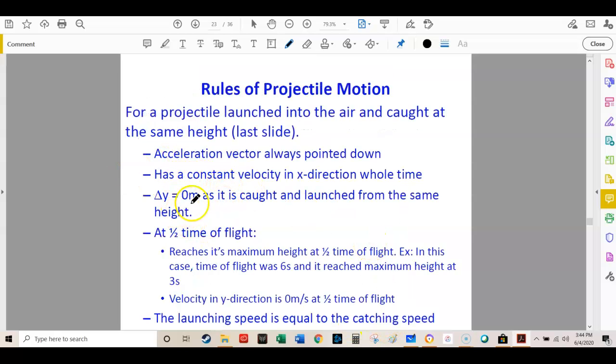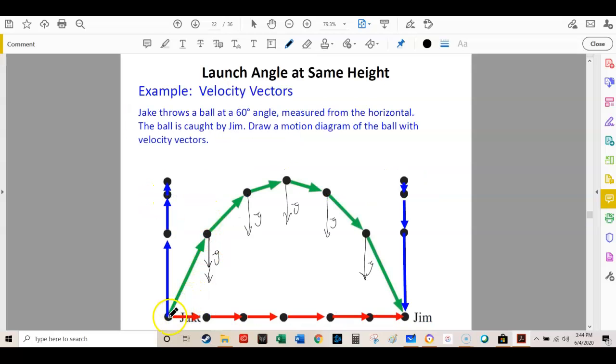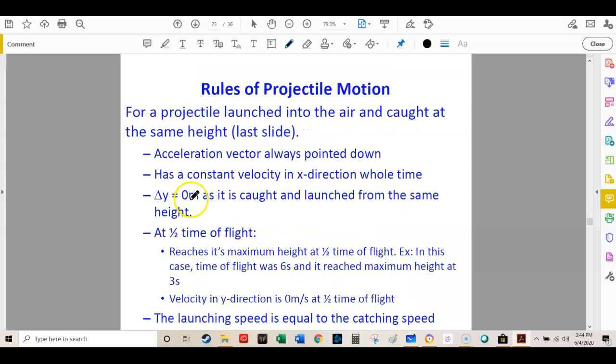And notice also that it's being caught and thrown from the same height. So that means delta y is going to be 0. Since it's being launched at the same height that it's being caught at, delta y is going to be 0. So that's kind of cool.